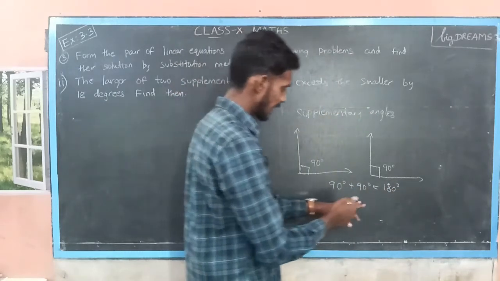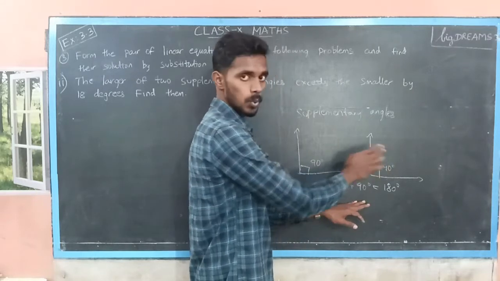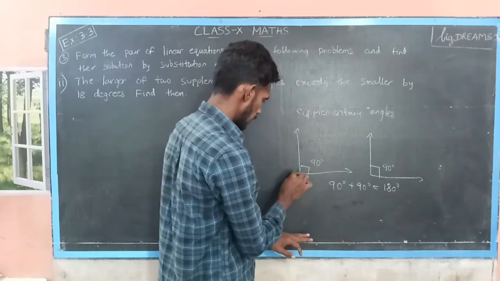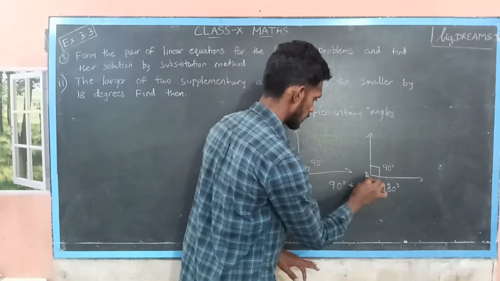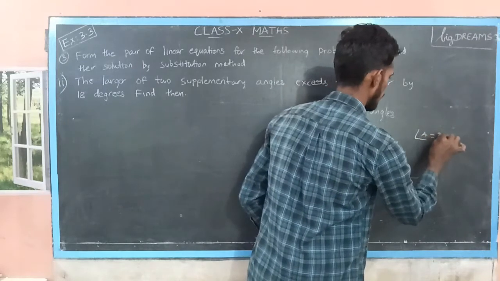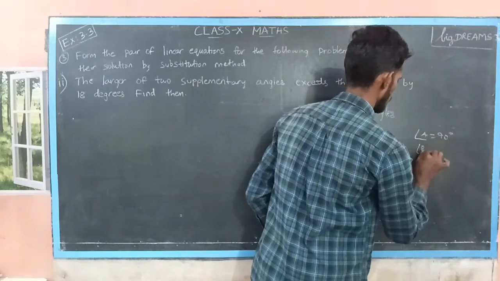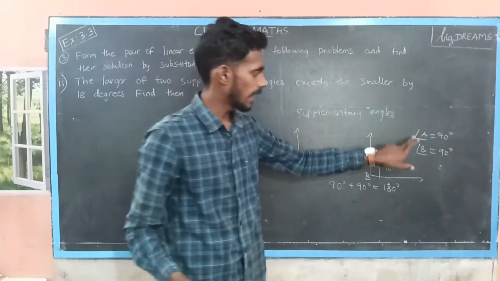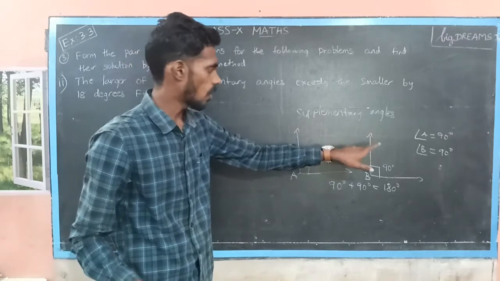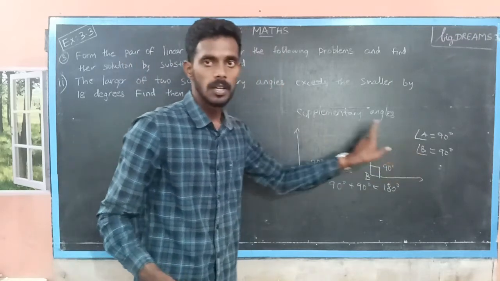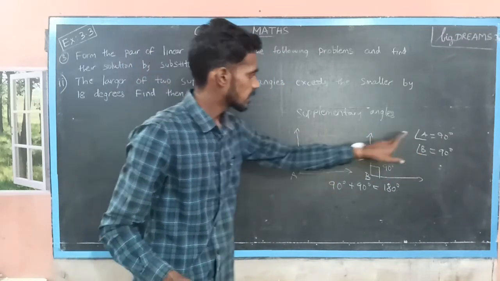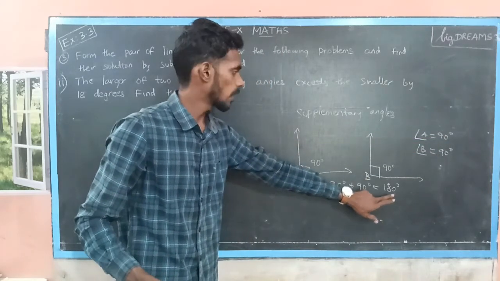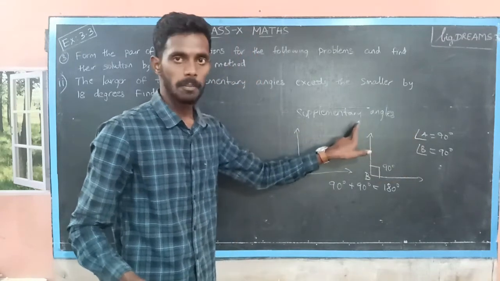Okay. So, when we get the sum of measures of two angles to be 180, then we can call, let me name this angle as A, as B. Angle A is equal to 90, angle B is equal to 90. So, now we can say the angle A and B are supplement to each other, or otherwise angle A and B are supplementary angles, because the sum of measure of both the angles is equal to 180. So, I am calling angle A and B are supplementary angles.